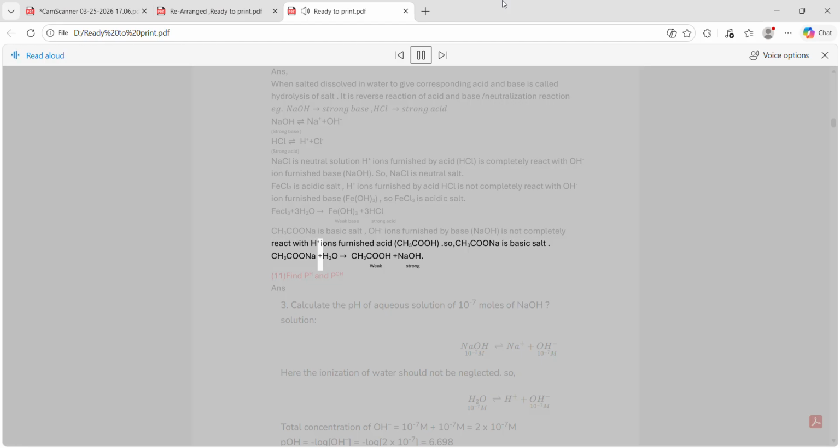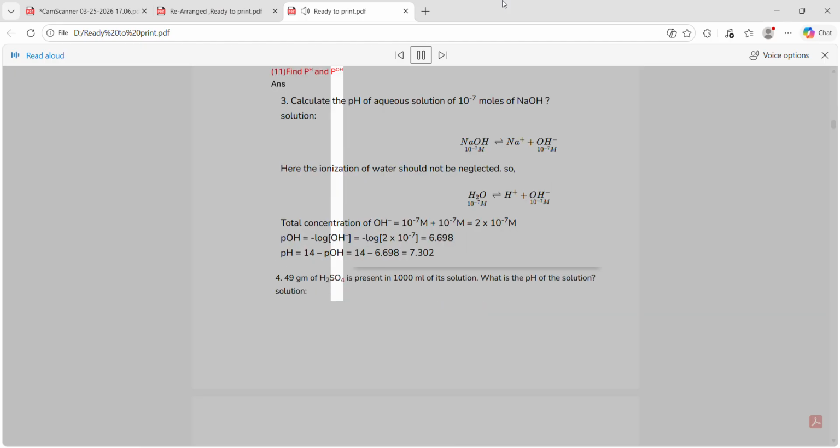CH3COO- and A plus H2O. CH3COOH plus NaOH, weak acid strong base. 11. Find pH and pOH. Answer. 12. pH and pOH in aqueous medium using Kw value. Answer. pH plus pOH equals 14.